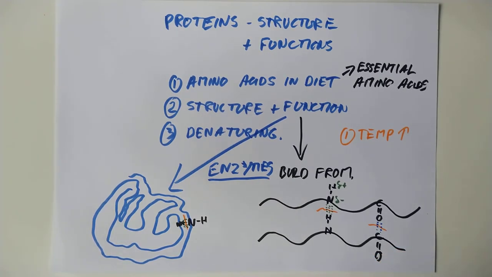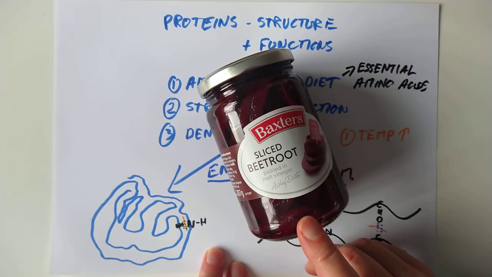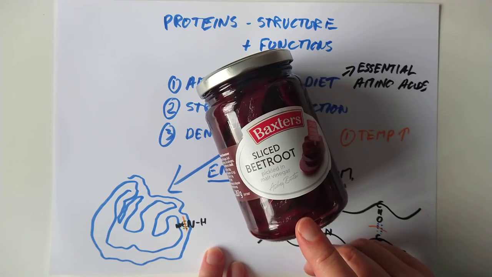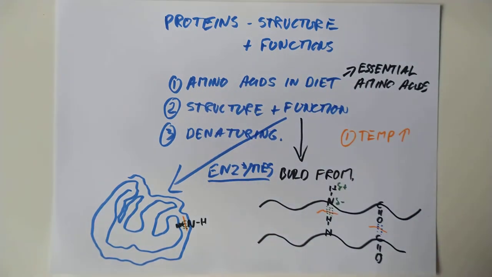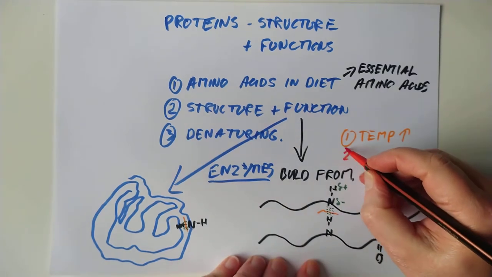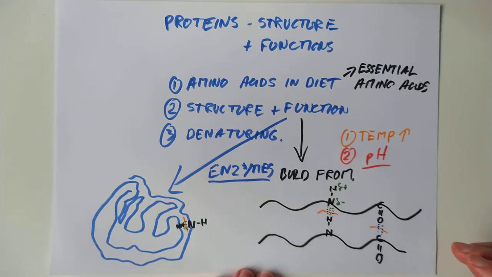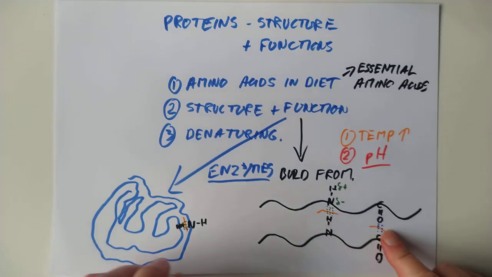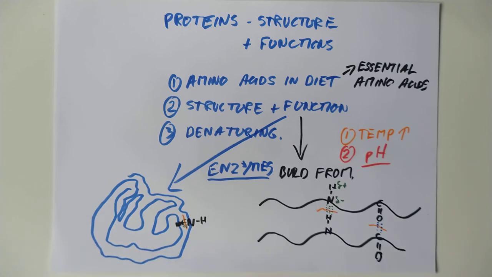There is a second way, which is what my prop is for. Pickled onions, or in this case, pickled beetroot. How does that survive in a jar for months or years on end and not go off? And the answer is because you've changed, if you want to pause the video, take a wild guess, you've changed the pH. So if you plonk bacteria or fungi in acid or alkali conditions, although acid works best because we can eat them, then you change the shape of the enzymes, and therefore you stop them functioning.